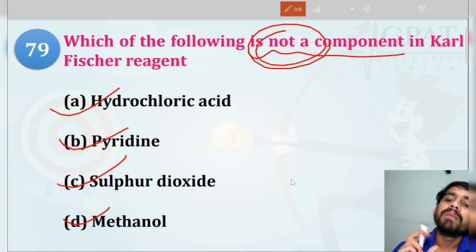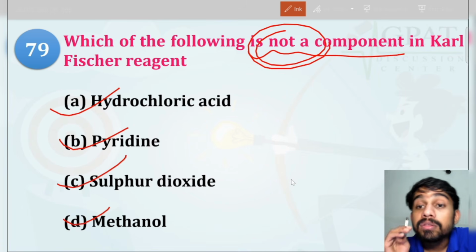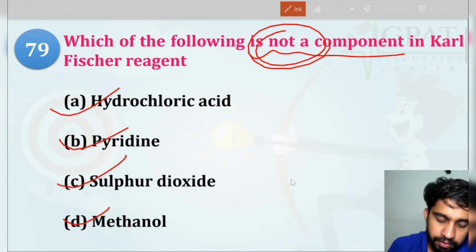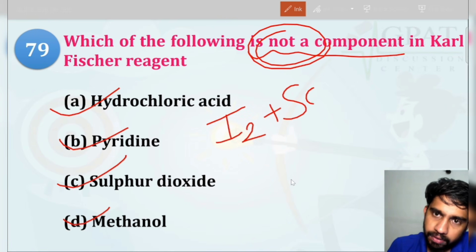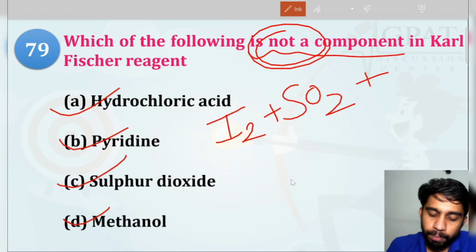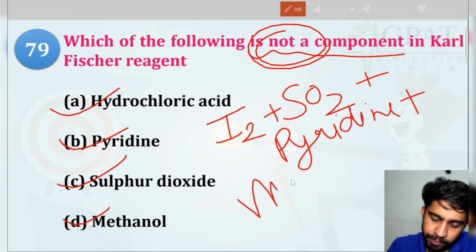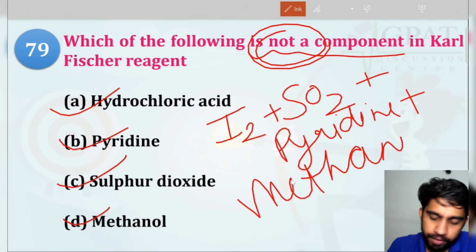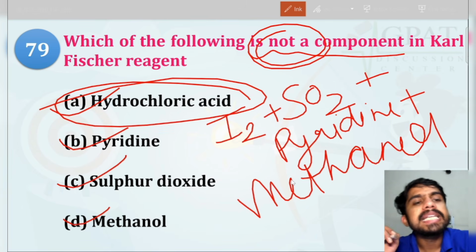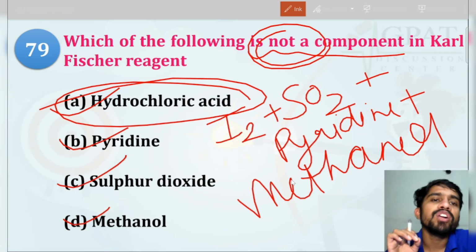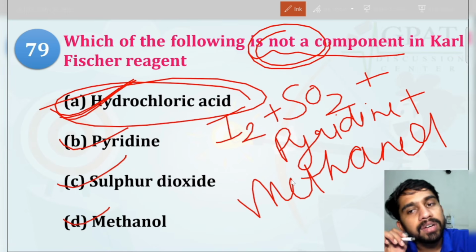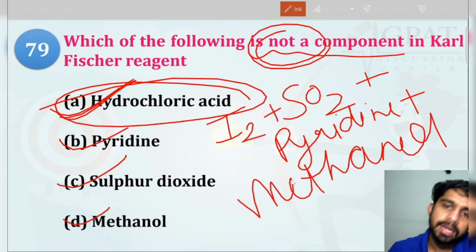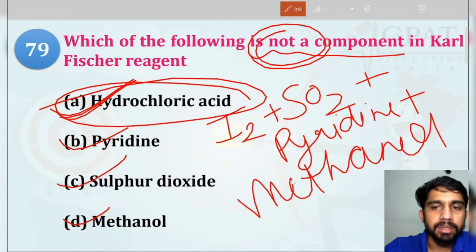Simple. What are the components of the Karl Fischer reagent? There are four main components. The first is your iodine, then your SO2, that is sulfur dioxide, then your pyridine, and at the end we also use methanol. So these are the main constituents, but we don't use hydrochloric acid here. Your hydrochloric acid is not a component of Karl Fischer reagent. So the correct answer for this question will be your option number A.